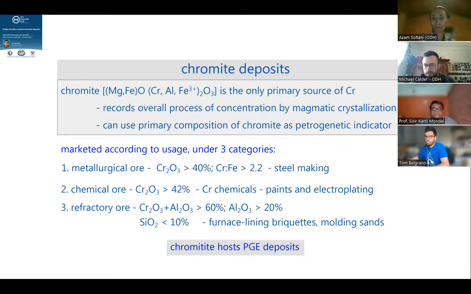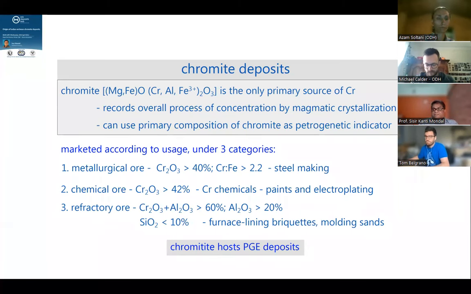In a chromite deposit, chromite is the only primary source of chromium. It records the overall process of concentration by magmatic crystallization. And we can use primary composition of chromite as a petrogenetic indicator. The reason is that chromite starts crystallizing from a very early stage of magmatic history of an ultramafic magma, where it crystallizes along with olivine and other ferromagnesian silicates, and it continues for a while. And that's why in an ultramafic sequence, we can get chromite at the lower part, chromite at the upper part of that ultramafic sequence as well.